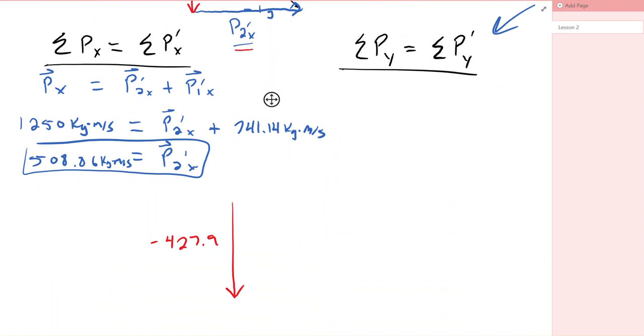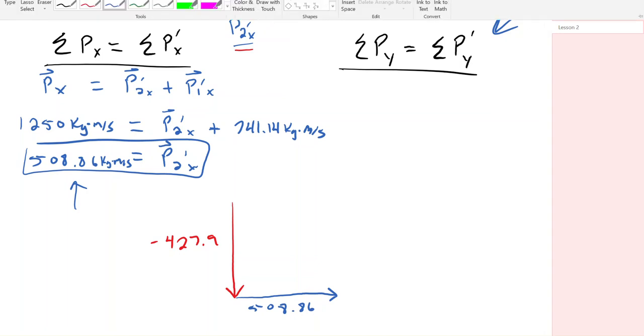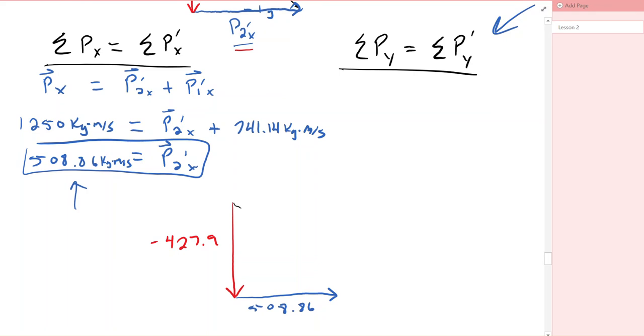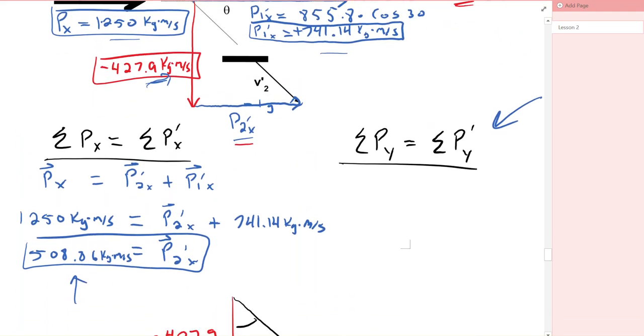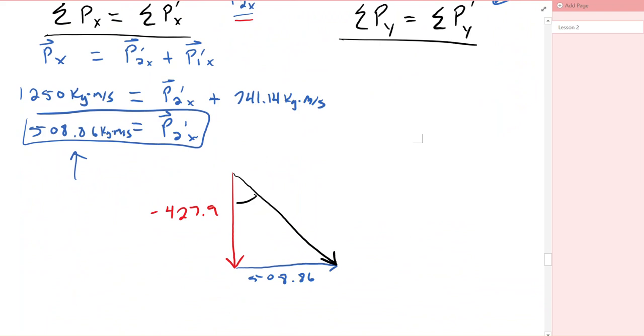And the blue one was this number, right? And it was positive to the right. So 508.86. And now, oh, not insert, draw. Pythagorean theorem, right? We're going to use that to find that. And like I said, the angle that we're finding here will be a little different than the one they want, so we have to use that at the end.